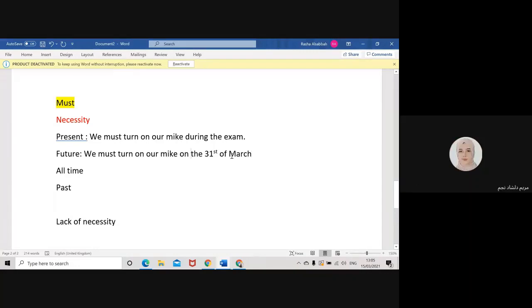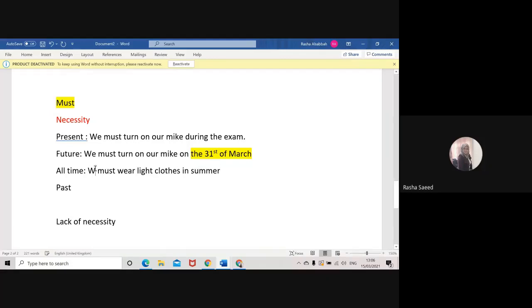When I added the time expression that indicates the future time, it immediately turned into a necessity about the future. If you just give a sentence referring to necessity about all time, we must wear light clothes in summer. Or we must register for neighborhood generator due to electricity cutout.